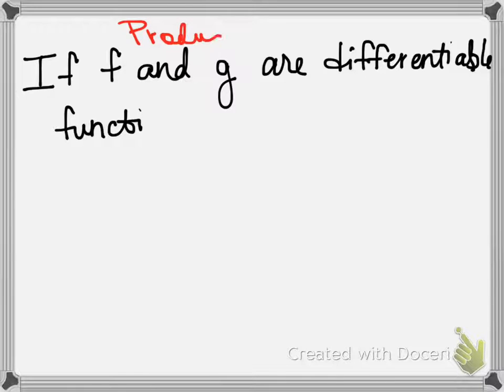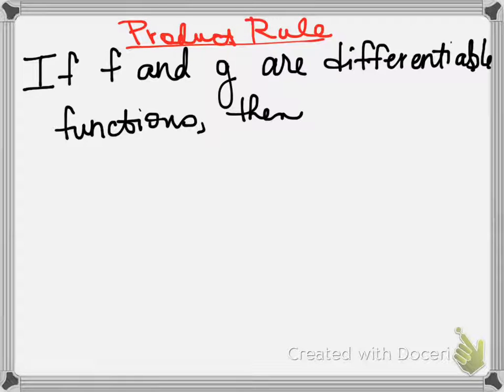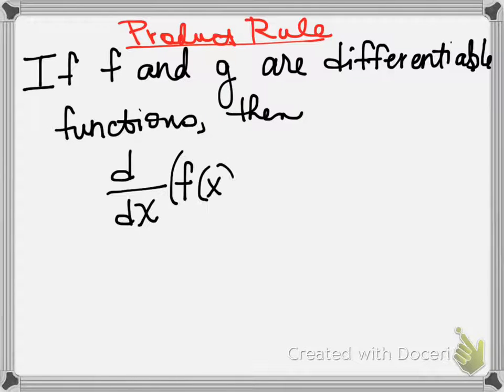Product rule. So we have to start with differentiable functions. So if f and g are differentiable functions, we want to be able to take the derivative of the product of two functions. So we saw in class that if we take the derivative of, say, w squared times w cubed, it is not the same as the derivative of w squared times the derivative of w cubed. We have to actually multiply them out or come up with some other method.